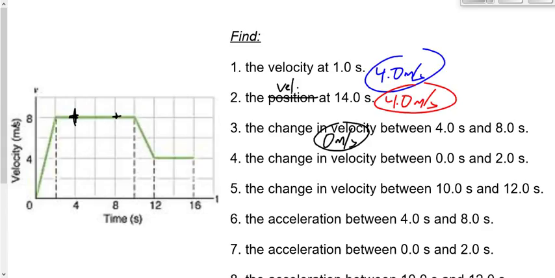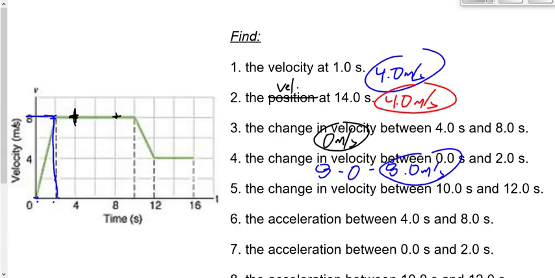What's the change in velocity between 0 and 2 seconds? Between 0 seconds and 2 seconds, well, we're going 8 meters per second. We were going 0, so the change in velocity is 8 minus 0, or 8 meters per second. How many people got that one? Okay, good.